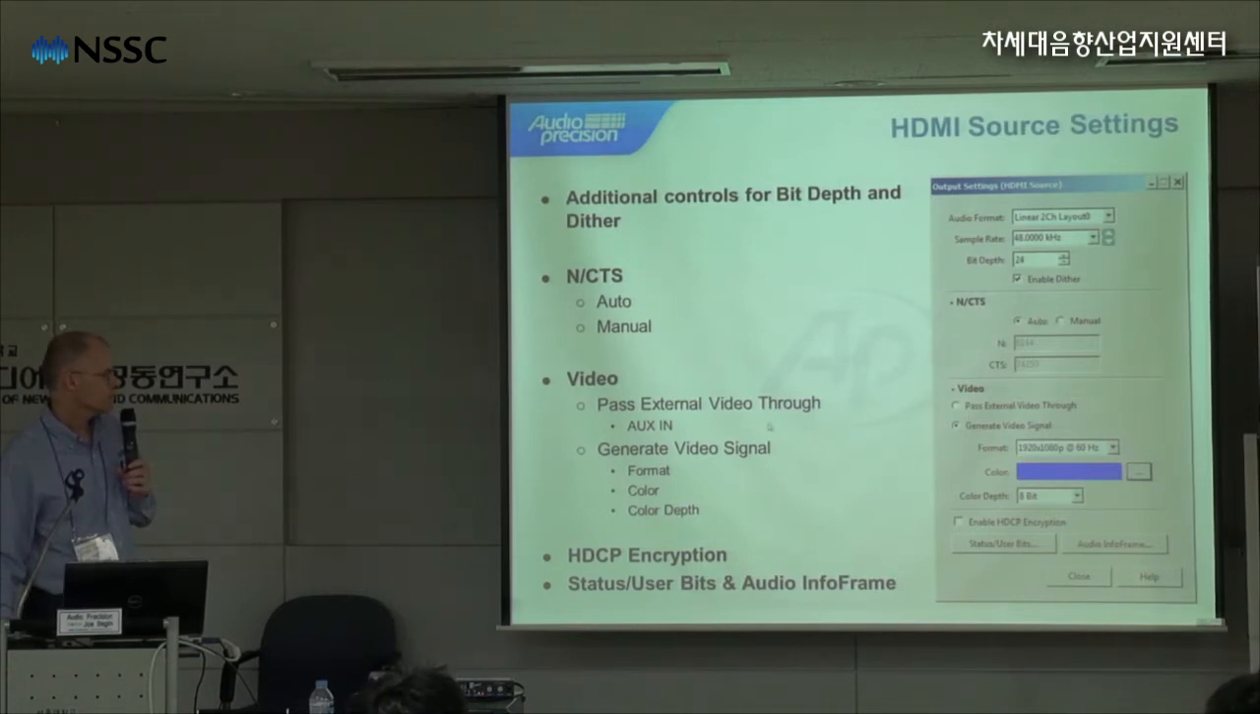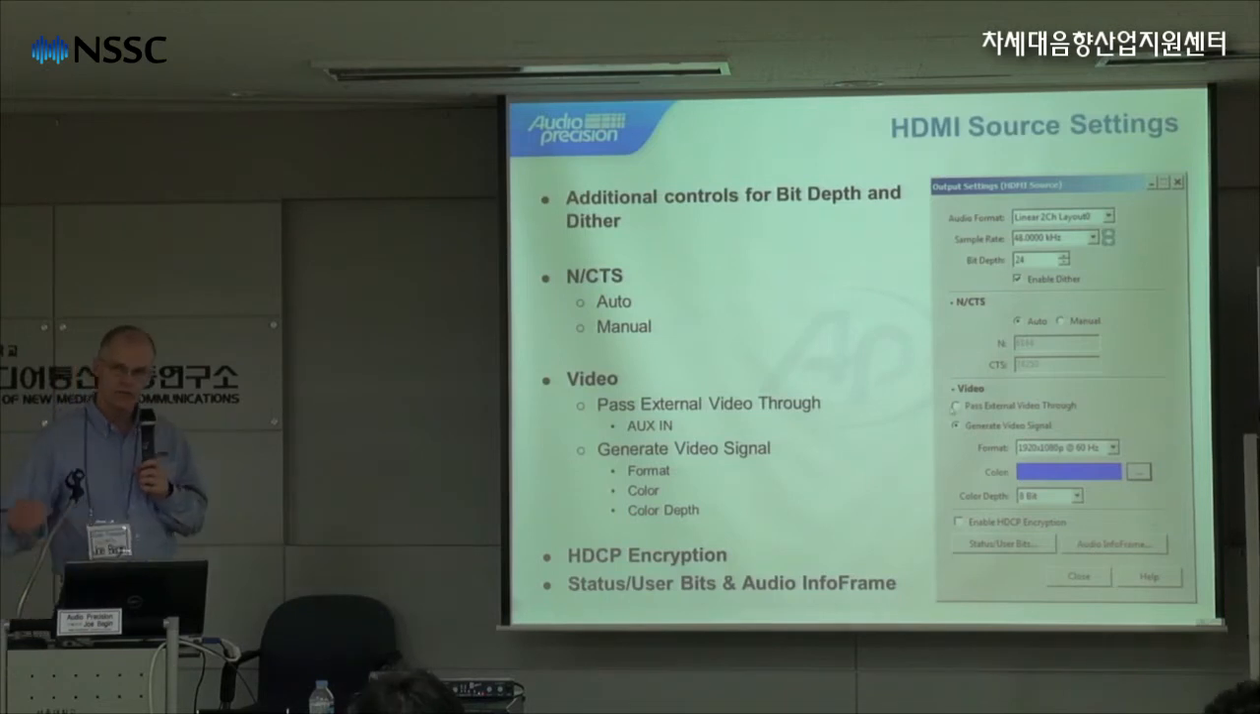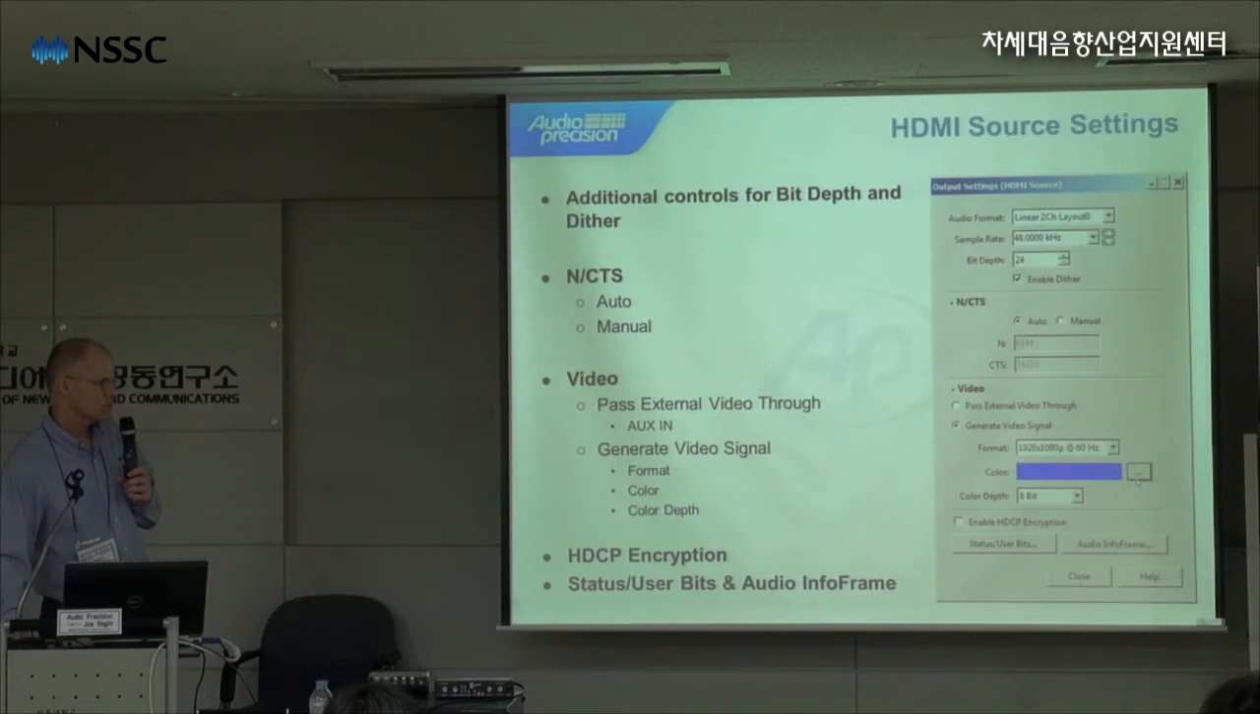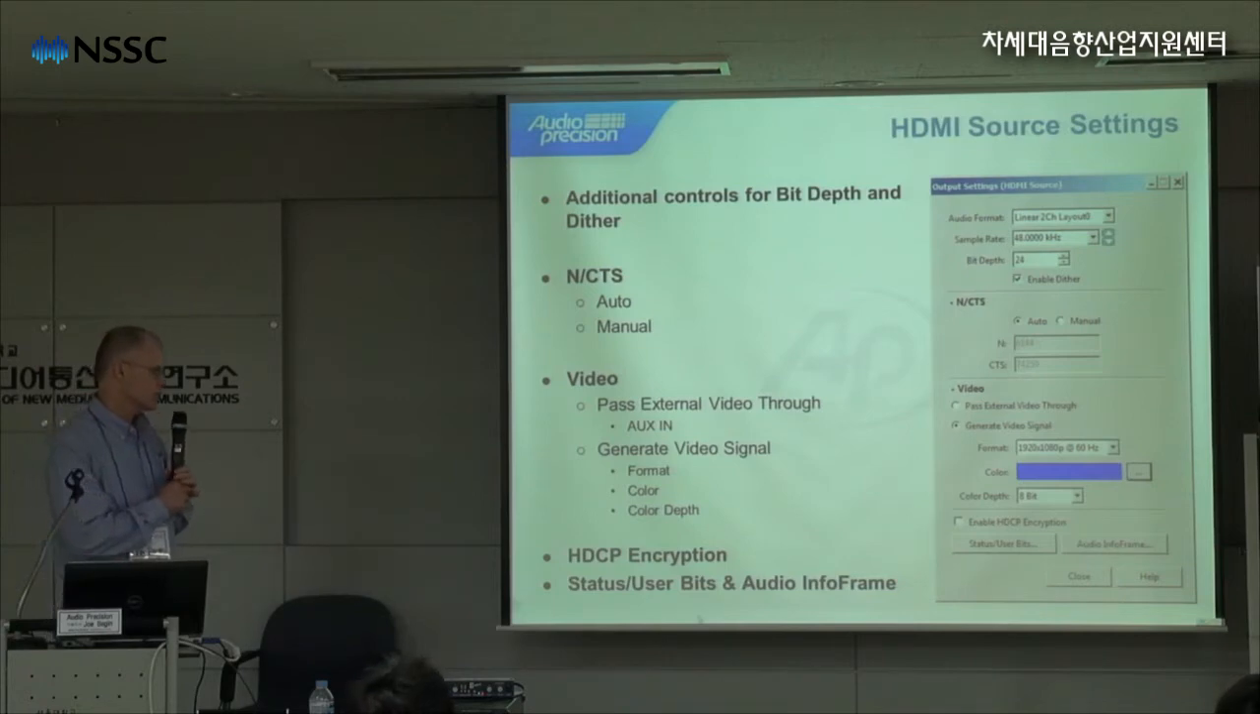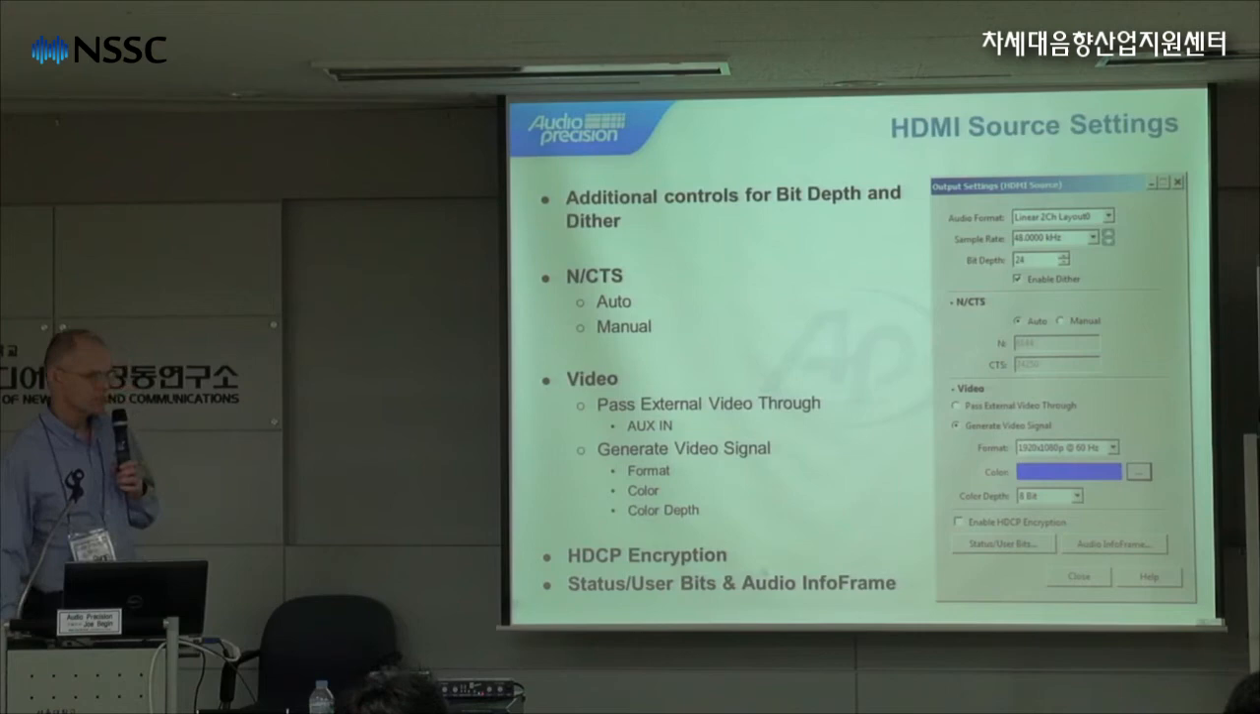With video, you can choose to pass through an external video if you're using a video pattern generator, or you can generate a simple pattern like a color. You can also choose the color bit depth here. We can enable HDCP encryption, and you can access status and user bits in the audio info frame. Just like we did on the AES3 interface, you can do on HDMI, but there are some additional parameters for the audio info frame.